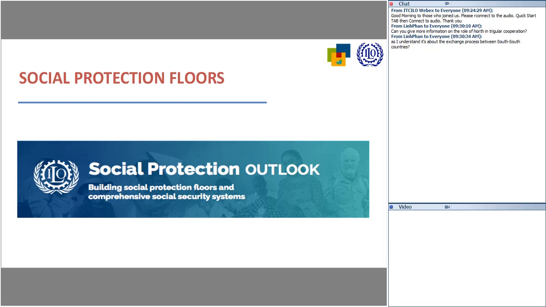For example, under the framework of the South-South and Triangular Cooperation Agreement between China and the ILO, social protection floors were implemented in Laos and Cambodia. There was an exchange of experiences to implement social protection floors based on specific needs of women and men. There was an important gender component in this project.